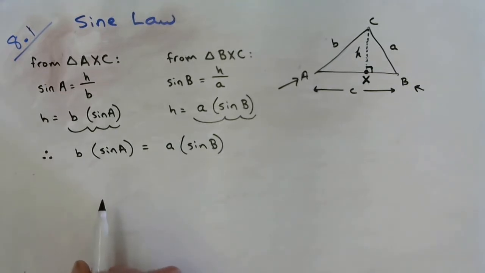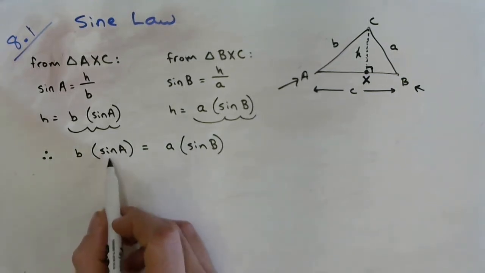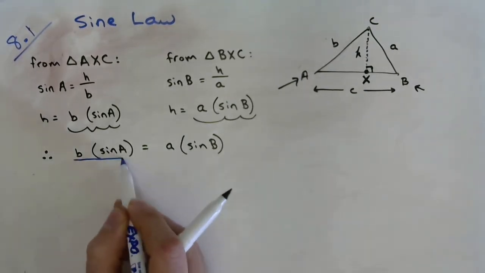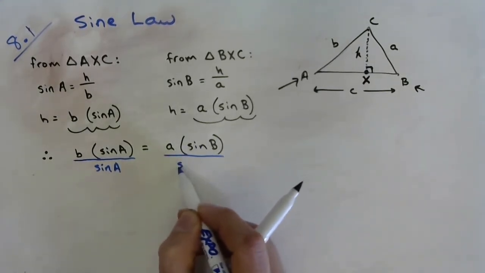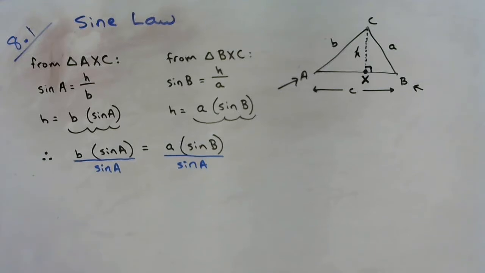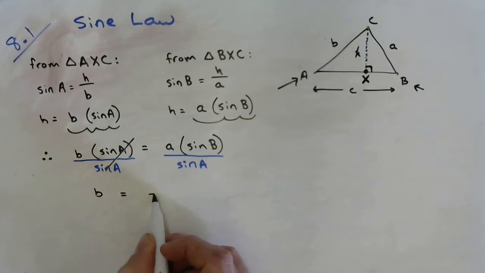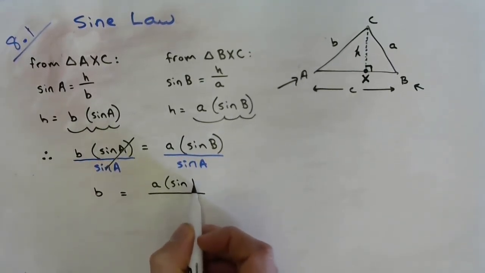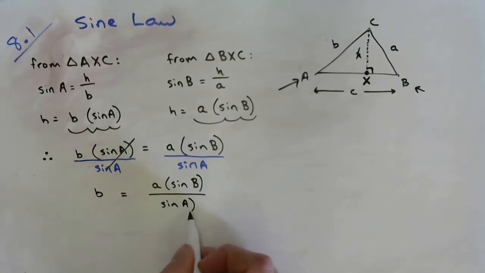Well, let's come up with an expression for b then. What we're going to do here is divide both sides by the sine of A. We're going to take this, divide the left side by the sine of A, and over here, we're going to divide the right side by the sine of A. That's going to leave us over here with just b. And on the right-hand side, we have a times the sine of B over the sine of A.